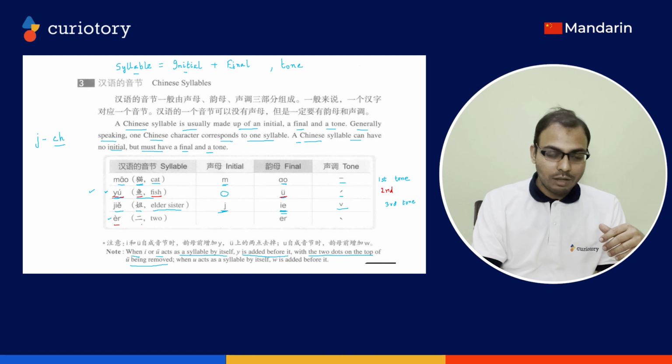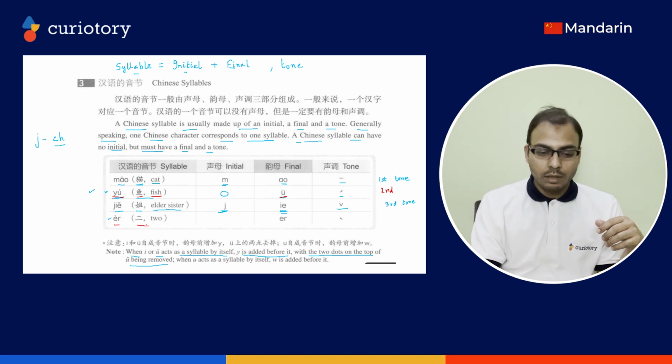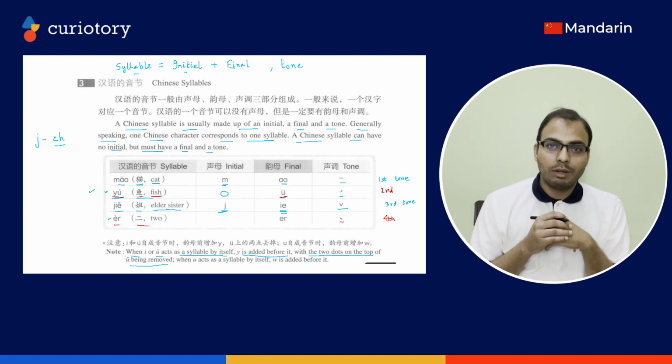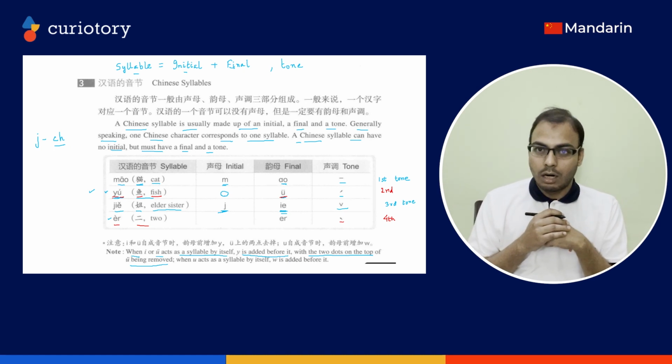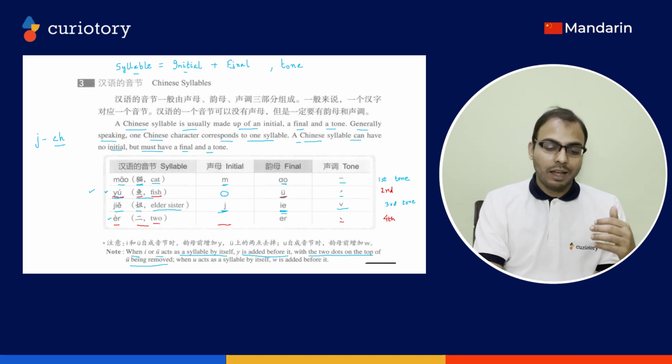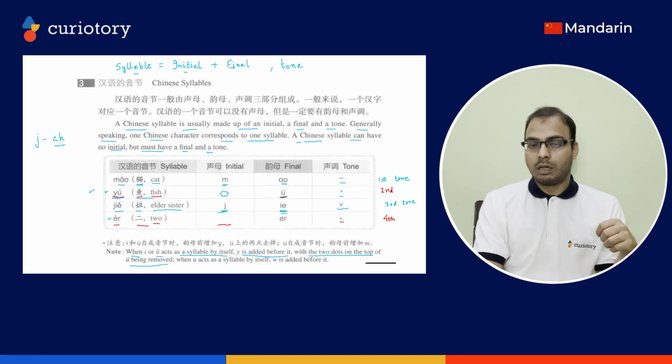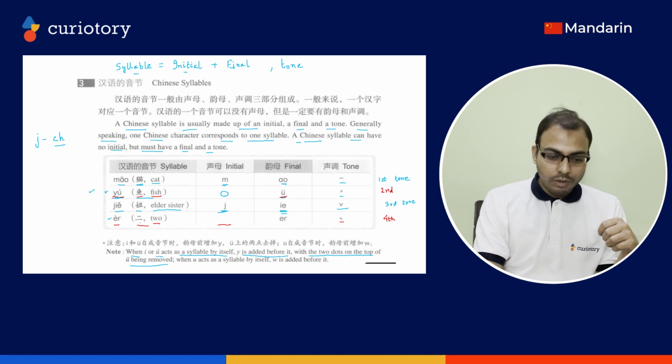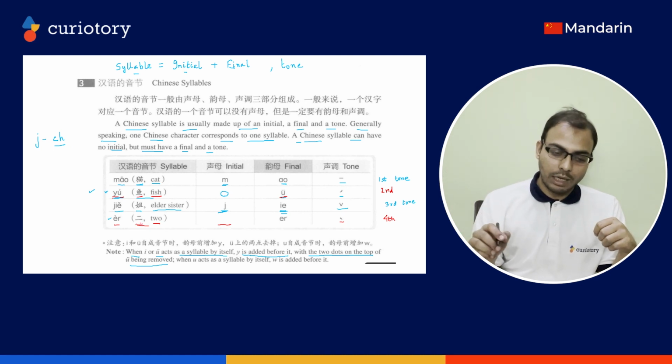Now the fourth example is R. And here what is the tone? Fourth tone, isn't it? You must have noted that my voice was falling sharply. In this case also there is no initial. What does it mean? It means two. If you are in China and you have to say two, you will say R. And the character for two is this one. There are two horizontal lines.